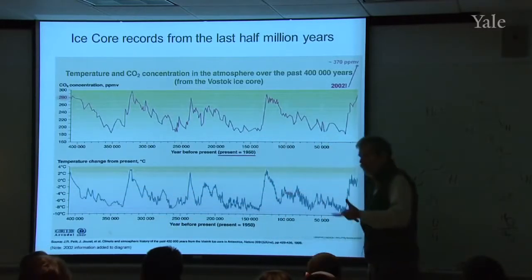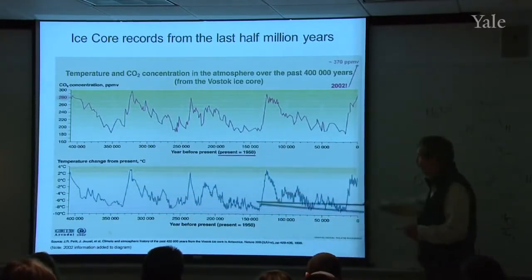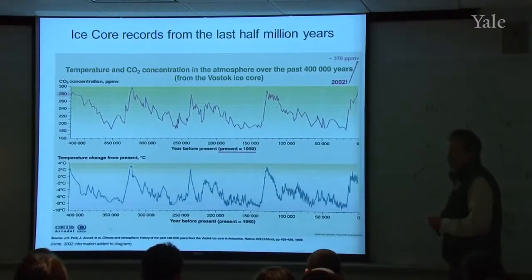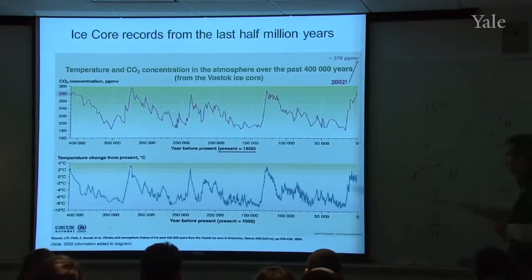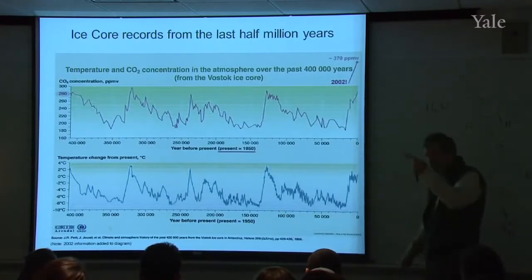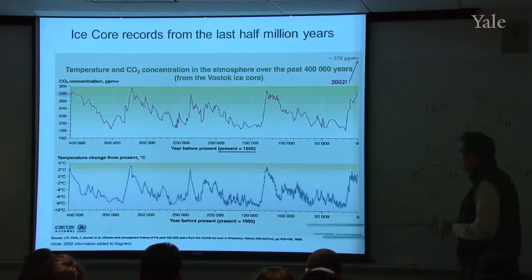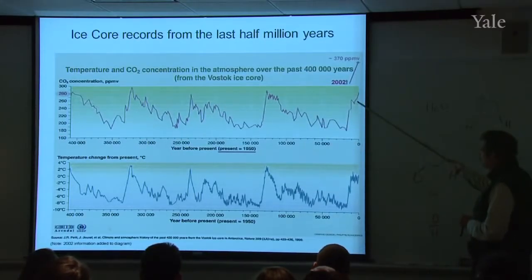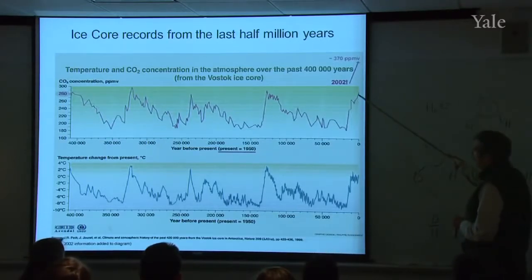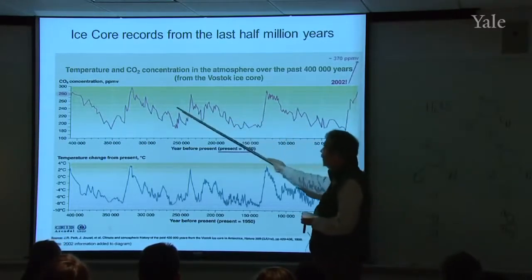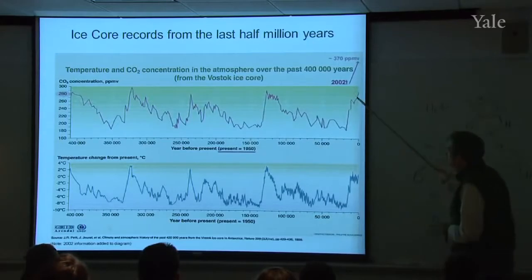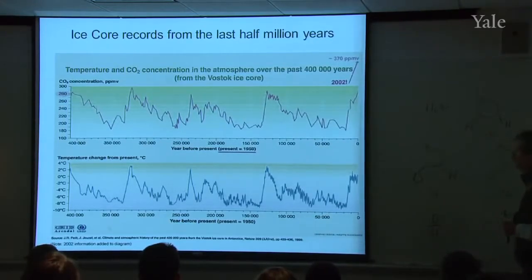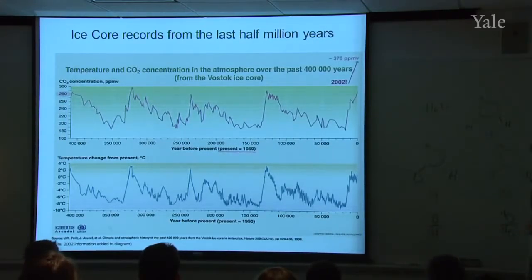Isotope record converted to an equivalent temperature. And then in the top panel is the carbon dioxide concentration taken from the same location along the ice core. Here's the modern day. At the top of the ice core, you had about 280 parts per million by volume, which is about the value we think is the pre-industrial carbon dioxide value for the Earth's atmosphere.